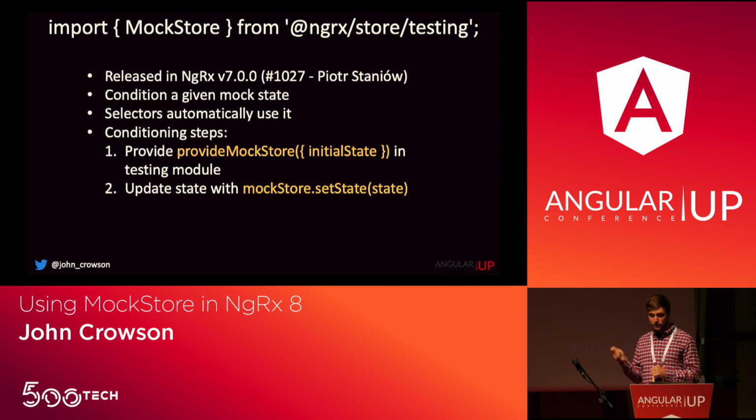The first thing we're going to do is provide the MockStore using the provideMockStore method in our providers array in our testing module. And we're going to pass along with it the initial state that we want for all of our tests, the base state. Then, using the MockStore instance, which we're going to create, we can update the state from test to test using the MockStore's setState method and passing in the state that we want to use for that given test.